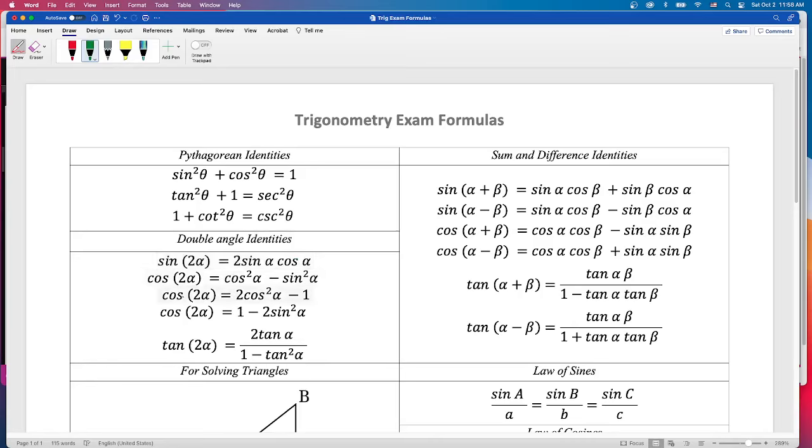Cosine of 2 actually has 3 different identities. And again, it just depends on what I'm trying to solve for. That's sort of the thing that's nice with trig, is you can get creative. It's also the part that can make it a little confusing at times. Which way do I go? It just takes some experience. And finally, the tangent of 2 times the angle is here.